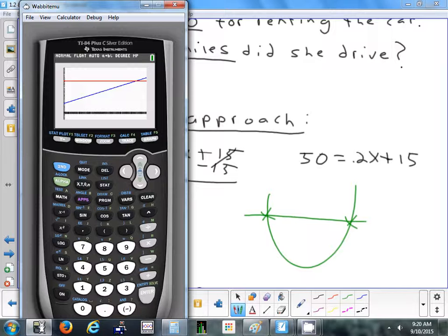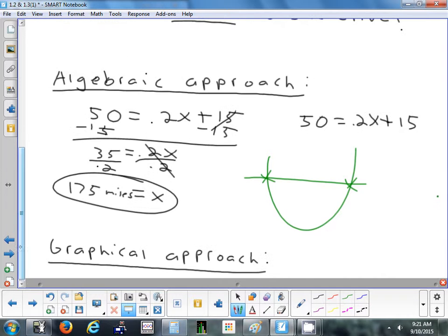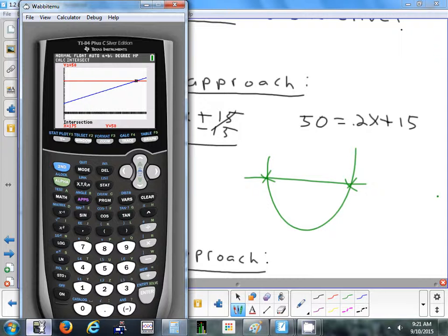Okay, any questions on how to calculate an intersect? How do you get to the intersection? Intersect, you press second, and then trace. Okay, and it's the fifth option down. And then you pick a point on the first curve, pick a point on the second curve, do your guess, and it'll tell you the intersection. Okay, so for the graphical approach, there's really not a lot to write here. It's just the process I explained to you.